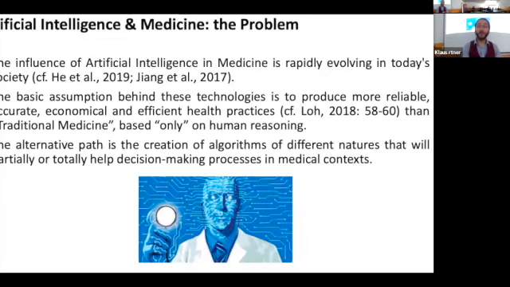Now I would like to introduce what is the problem of AI in medicine. As I tried to show you in these two stories, the application of AI in medicine is evolving nowadays. The basic assumption is the idea that all these AI models create a more accurate, economical, and faster medicine. And of course, when I say more, I'm always comparing with what we can call traditional medicine, right? That is, medicine done by humans specifically.